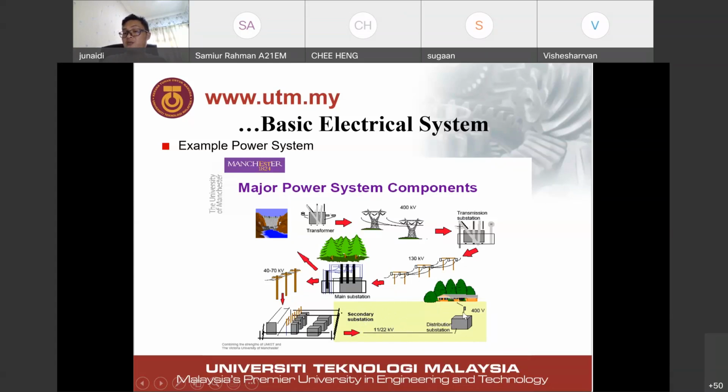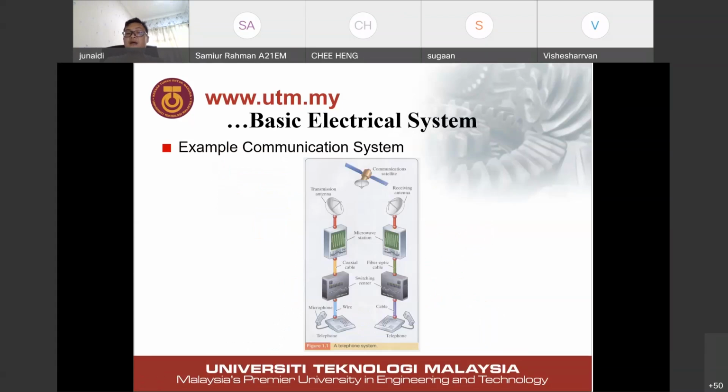Okay, and then before it is connected to factories and your house, basically we need to reduce again to about 400 volt, 415 actually, 415 volt in Malaysia. 415 volt, 3 phase. Single phase 240 volt. Okay, all right.